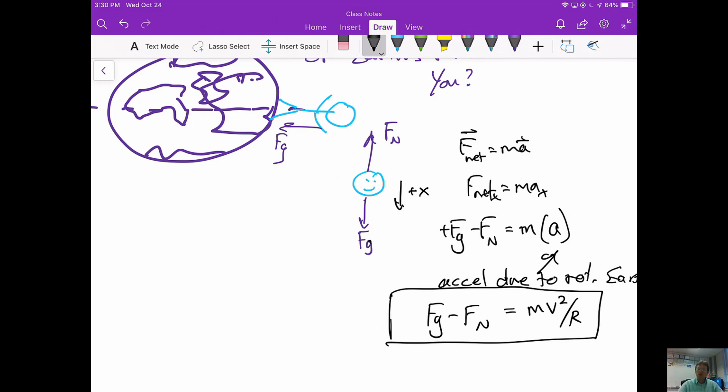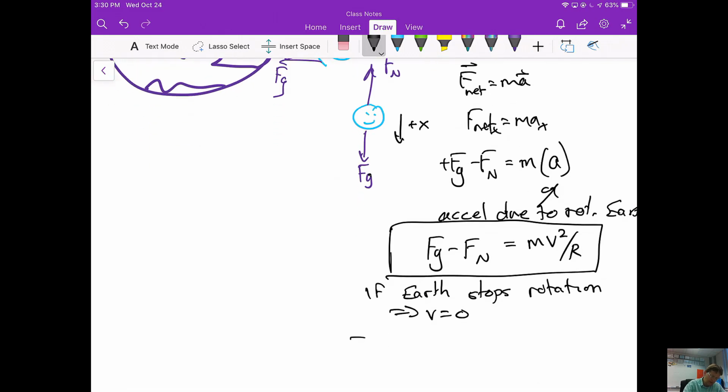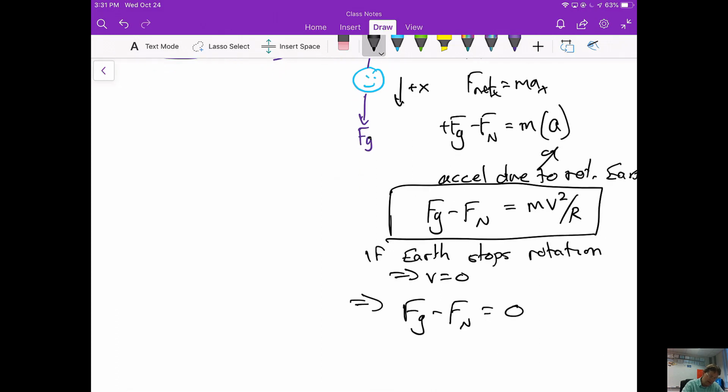Okay, so if the Earth wasn't rotating, what would that tell us? If the Earth stops rotation, that means that v equals 0. That simply says that Fg minus Fn equals 0. What does that tell us? Does that tell us that we are weightless? Does that tell us we're being thrown off the Earth? No, what that tells us is that the gravitational force on us is equal to the normal force, which is no different than any other time we were standing on the ground.